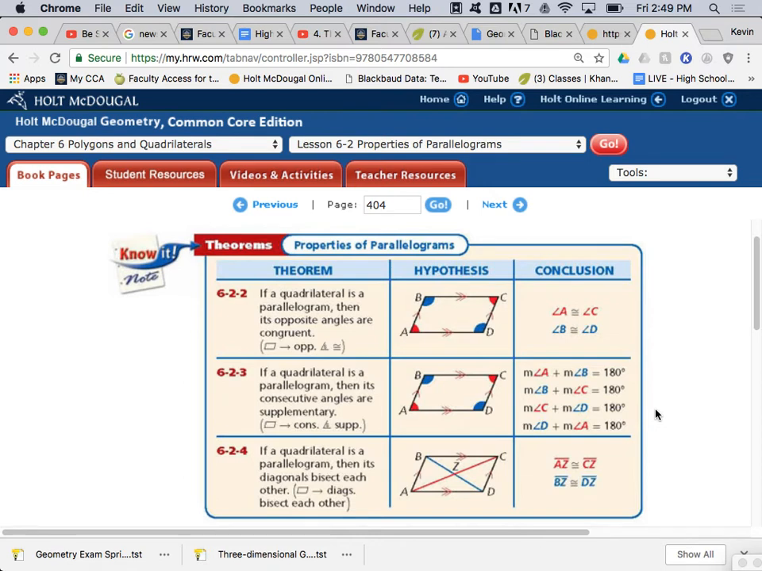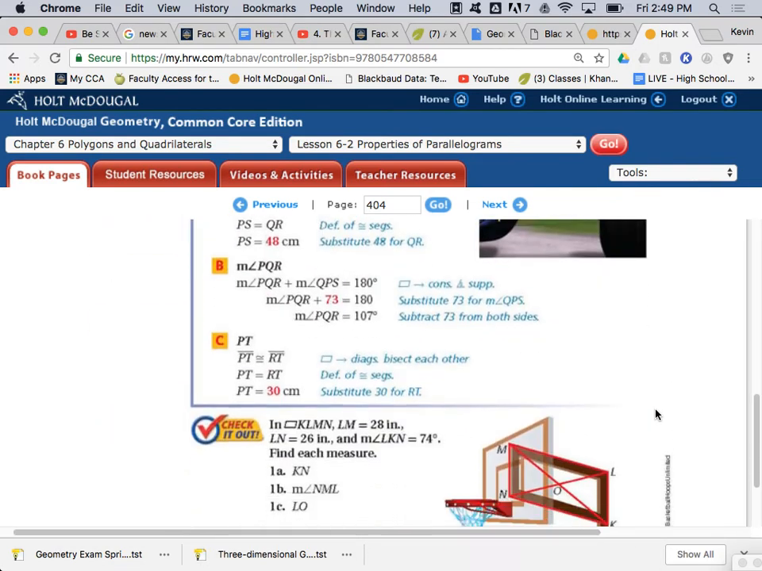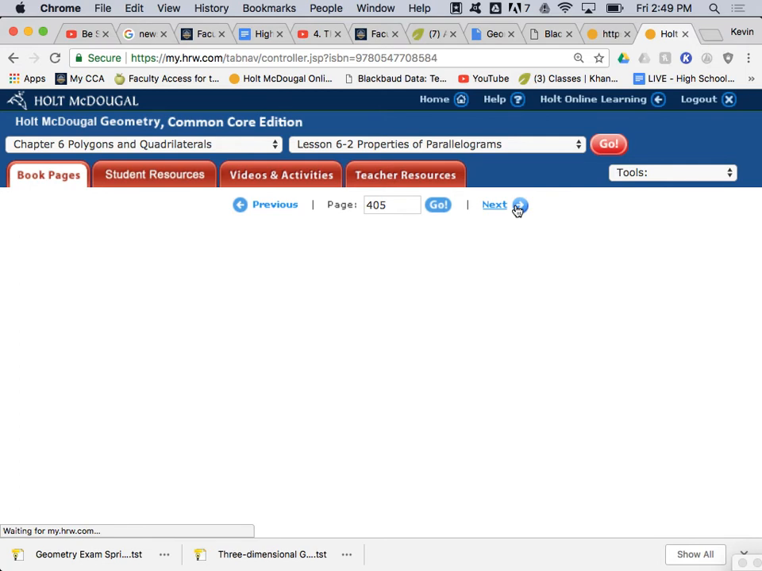Also, opposite angles of a parallelogram are congruent. So these angles are the same, those angles are the same. Also, consecutive angles, the blue and the red, they're not congruent, they're supplementary. They add up to 180. Also, if a quadrilateral is a parallelogram, then the diagonals bisect each other. What does it mean to bisect something? Cut it in half. Bi, think bicycle, think 2, think half. So, that's a parallelogram.